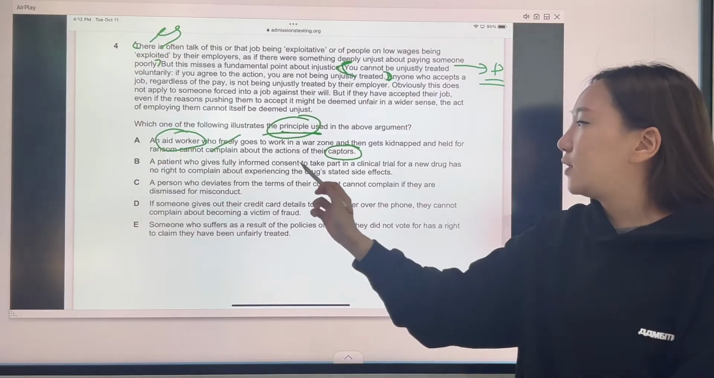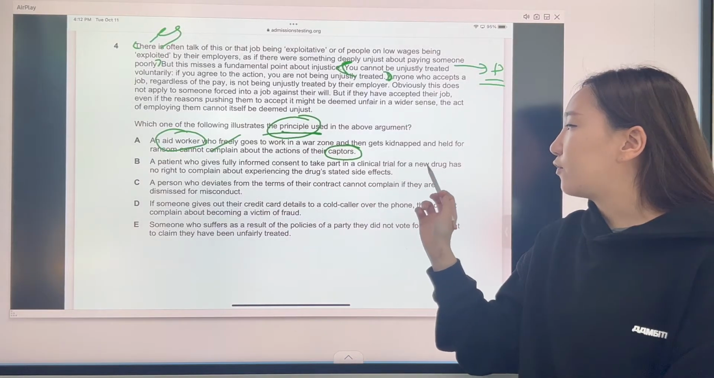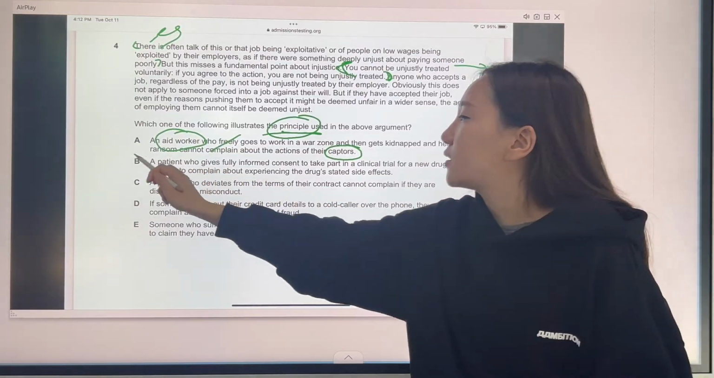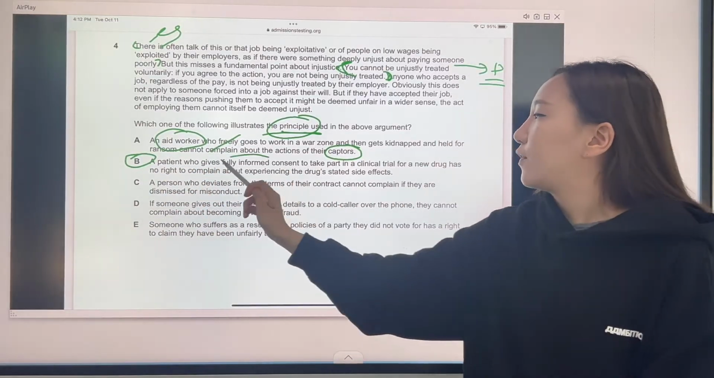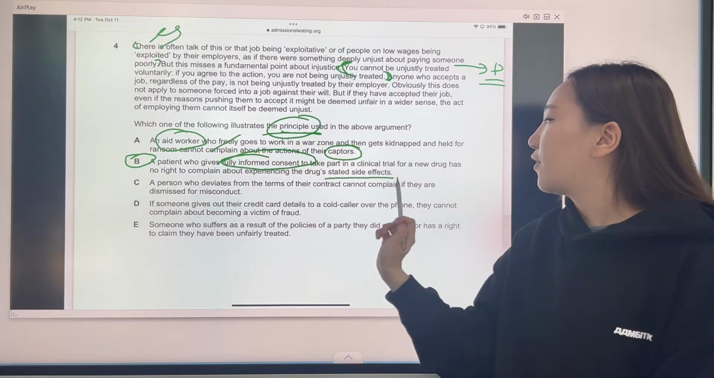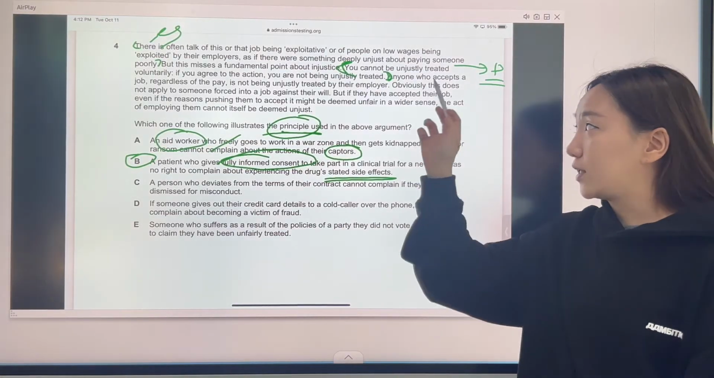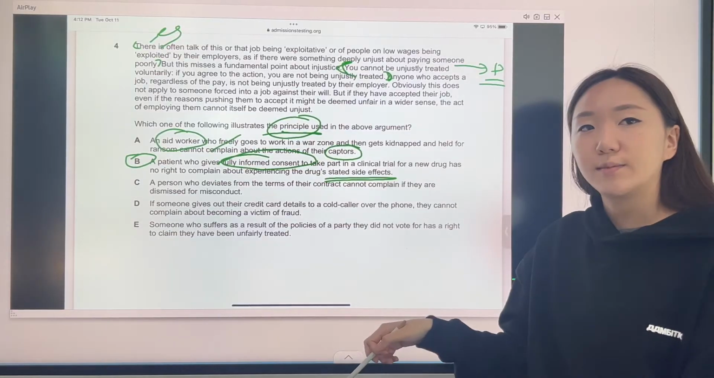A patient who gives fully informed consent to take part in a clinical trial for a new drug has no right to complain about experiencing the drug's stated side effects. This is correct. As you can see, they gave fully informed consent and then they suffered stated side effects. Yeah, it sucks, but it's not unfair, according to this principle. Let's look through the others to make sure.